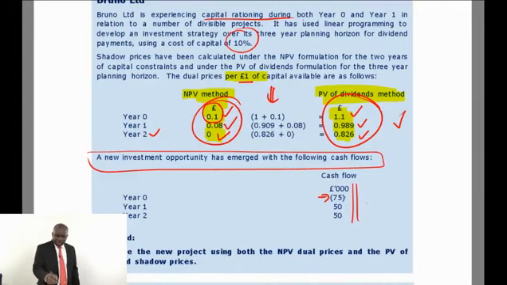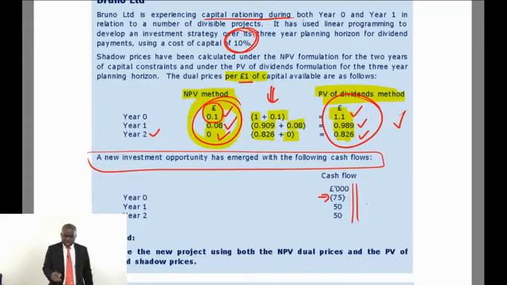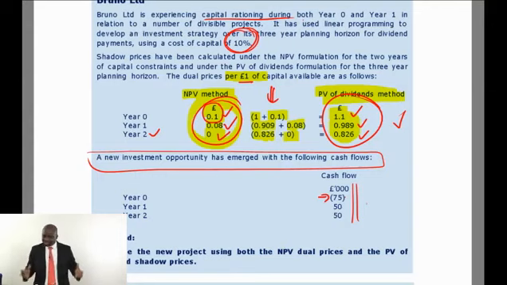If you look at the cost of capital, 10%, discount factor at 10%: year 0 is 1, year 1 is 0.909. So these are the discount factors at 10%. And these figures here are the shadow prices of the NPV. So we have added the two in order to give you the PV of the dividend. This is teaching. In the exam room, don't bother. The examiner has to give it to you.